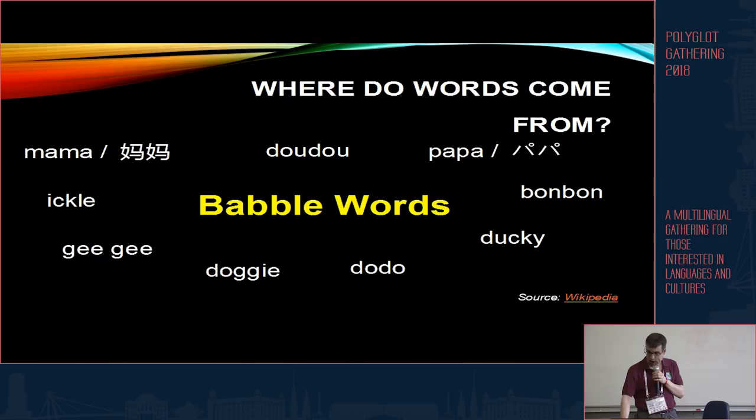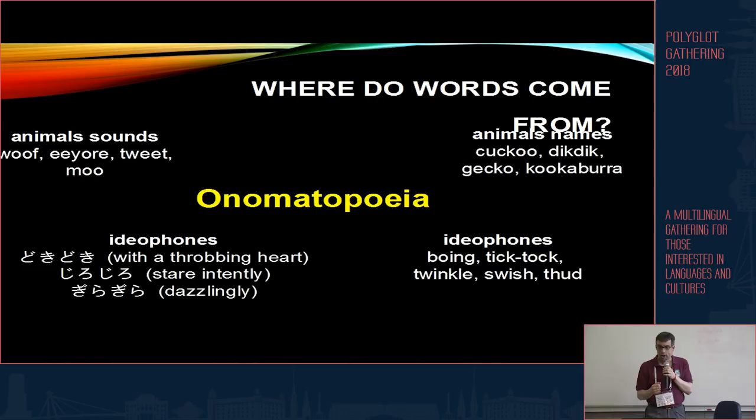And then we have words that come from sounds, like onomatopoeia. So animal sounds, every language has its own versions of these. These are some English ones: woof, eeyore, tweet, moo, etc. And every language will have slightly different versions.